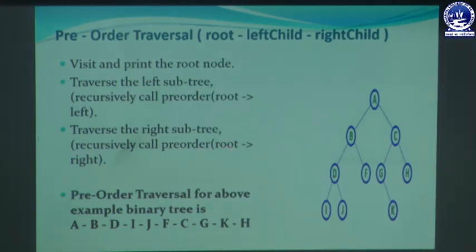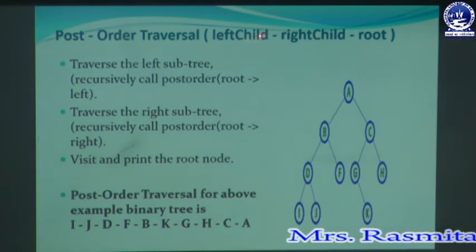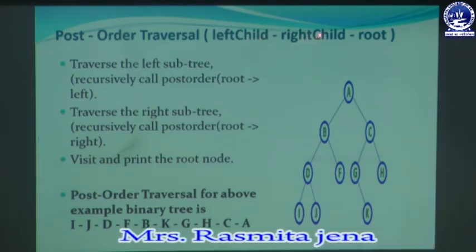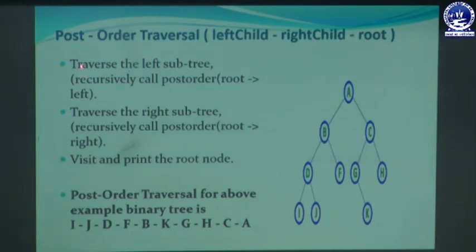Next we will see the last traversal for the binary tree, that is post-order traversal. In post-order traversal, the method is left child, right child and root node. It means we will first visit the left child, then we will visit the right child, that means the right subtree, and lastly we will visit the root node. These are the steps.